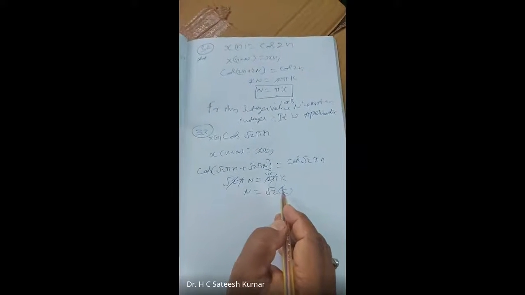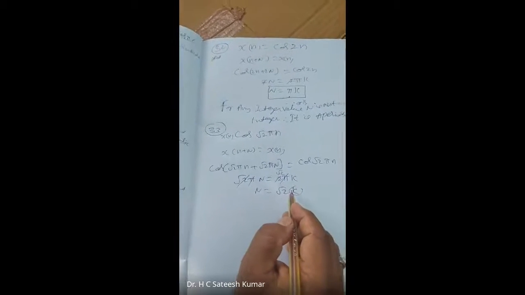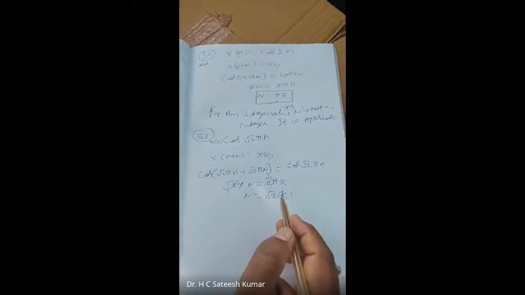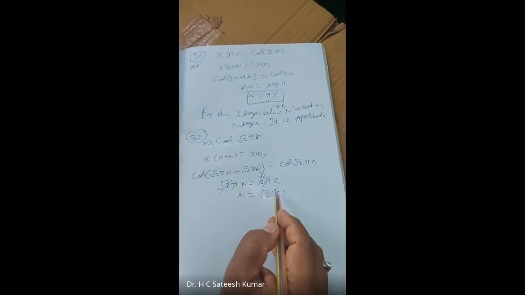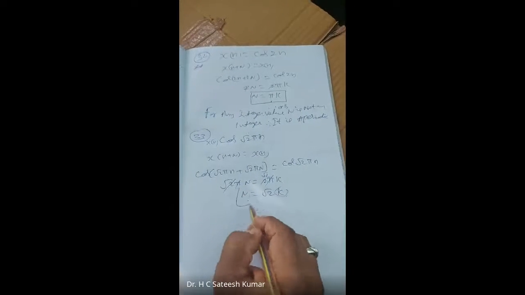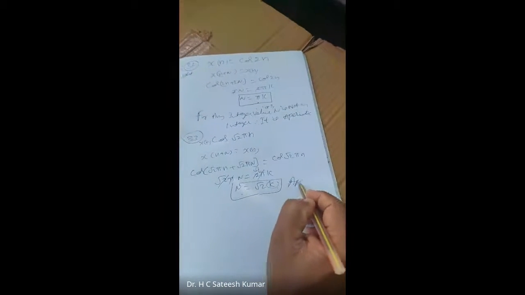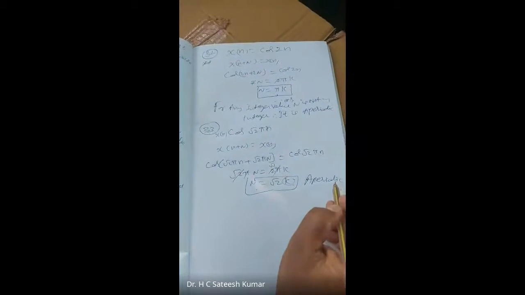Sir, I'll take k is equal to 1 by root 2. 1 by root 2 is not an integer. Okay. Or I'll take root 2, sir. Root 2 is not an integer. So for any integer value of k, N is not an integer, it becomes aperiodic. Once it is aperiodic, you need not find any period, right? That's how we should check it out.